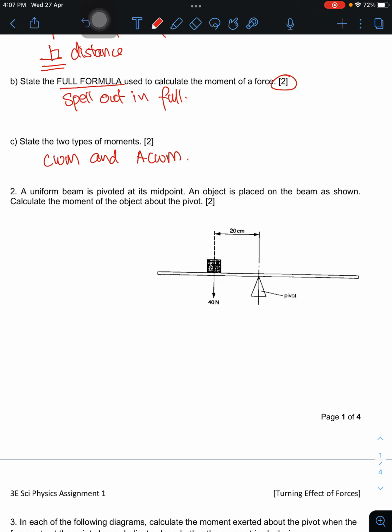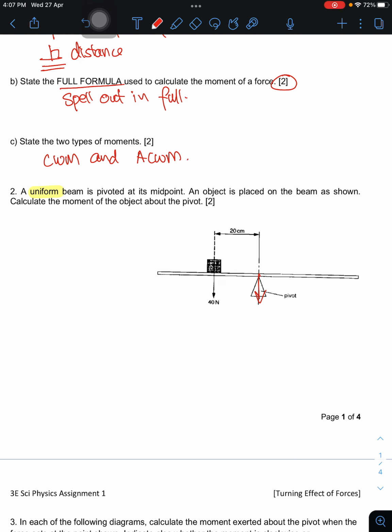Question 2. It says a uniform beam. Remember what we said about uniform? It means that the weight of the beam will act right in the middle. It's pivoted at its midpoint. So the weight is here. Since the weight and the pivot are at the same point, the weight of the beam will not create any moment around the pivot, since the perpendicular distance between the force and the pivot is 0. An object is placed on the beam as shown.